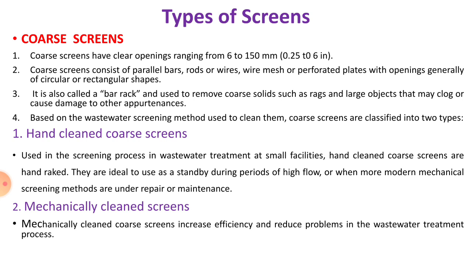Based on the method used to clean them, coarse screens are classified into two types. The first one is the hand cleaned coarse screen and the second one is the mechanically cleaned screen. So let us discuss the hand cleaned coarse screen. This type of screen is used in the wastewater treatment process at small facilities. Hand cleaned coarse screens are hand raked. They are ideal to use as a standby during periods of high flow or when more modern mechanical screening methods are under repair or maintenance.